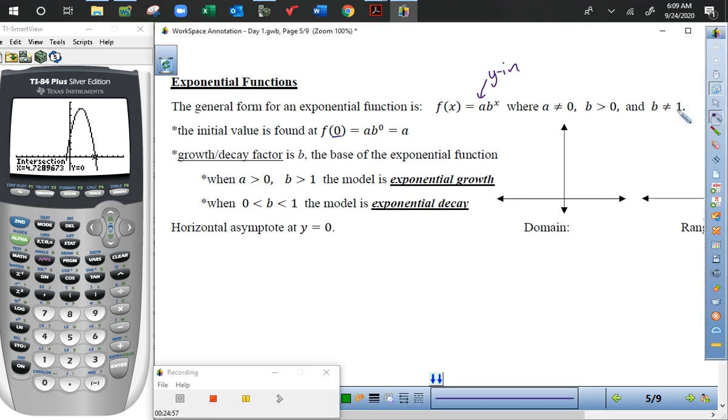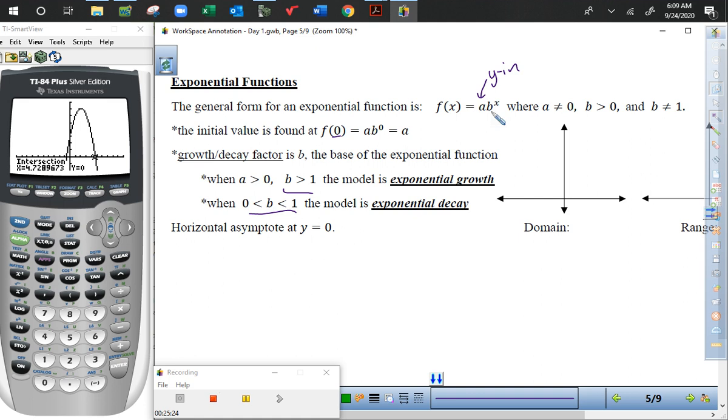And then b can't be 1 because 1 to anything is 1, so this is a constant at y equals a again. Okay, so those are kind of the rules, but the a tells us about reflection, whether we're going up from there or down. We won't have that very often, b smaller than 0, especially in context, so you don't have to worry about that very much. What you do want to think about is the base.